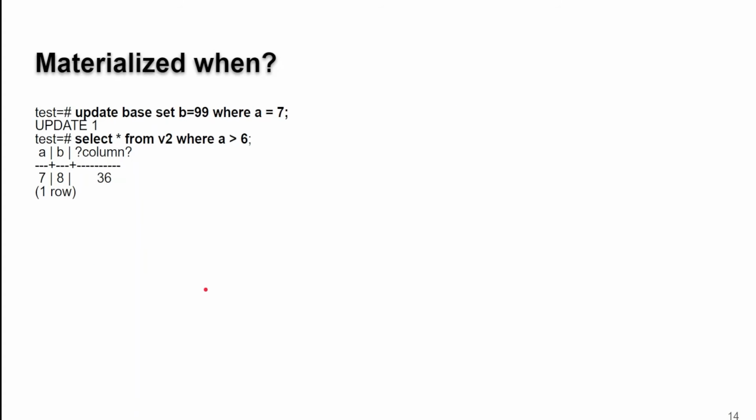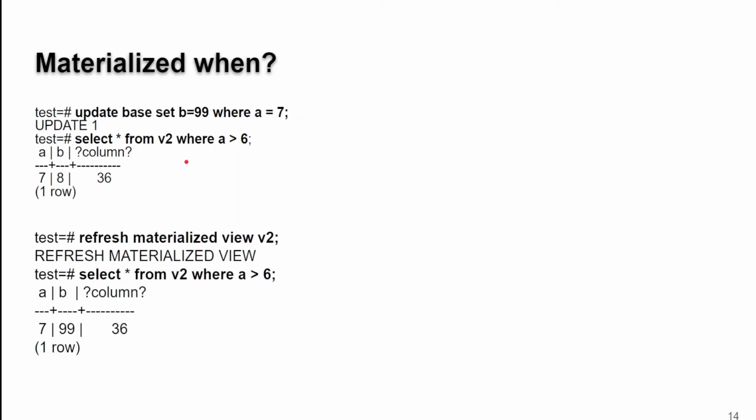Now, one of the things you have to worry about with a materialized view is materialized when. So if we update table base, where we're going to set the column B equals the value of 99, where column A has a value of 7, and we do a select from V2 back with this, like we did earlier, so we know that A is equal to 7. Notice that we don't have B updated. The underlying table has updated, but the materialized view itself has not been updated. They don't do a continuous update.